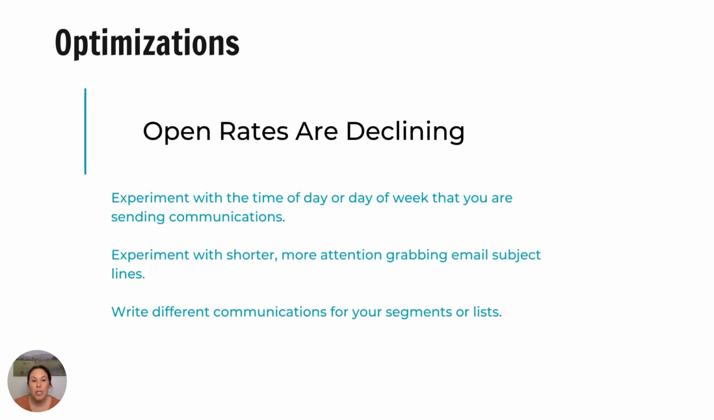Next, what do you do if you notice that your open rates are beginning to decline? First, start to experiment with the time of day or day of week that you're sending your information. Even though this is variable, you can test it out a couple of different ways until you find your ideal sweet spot. Number 2, experiment with shorter, more attention-grabbing email subject lines.